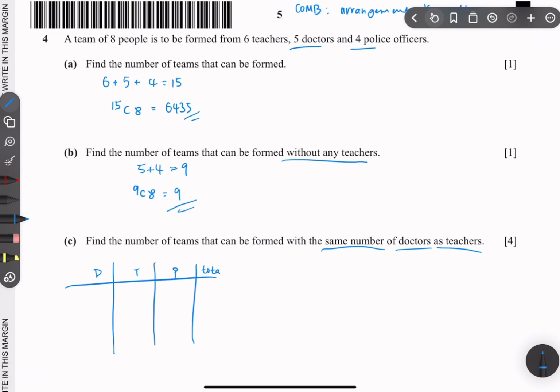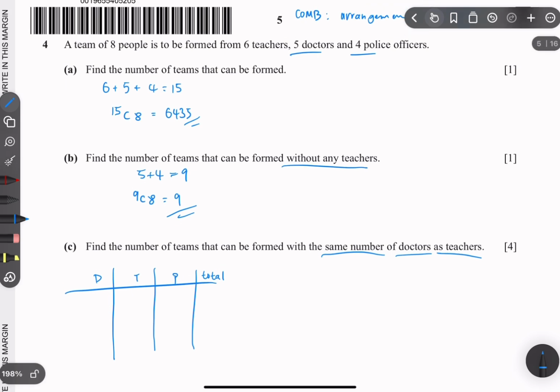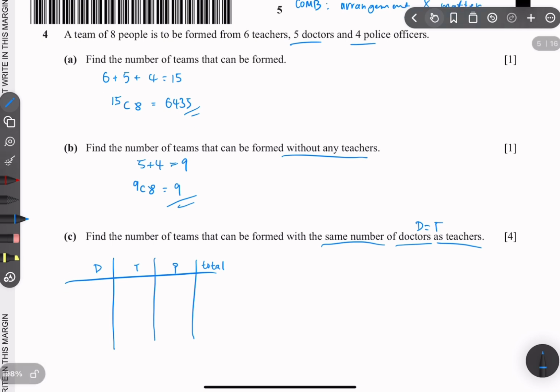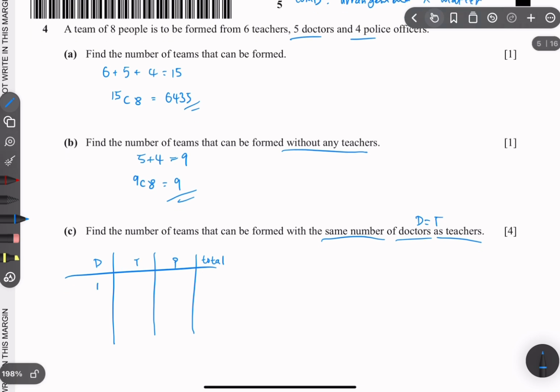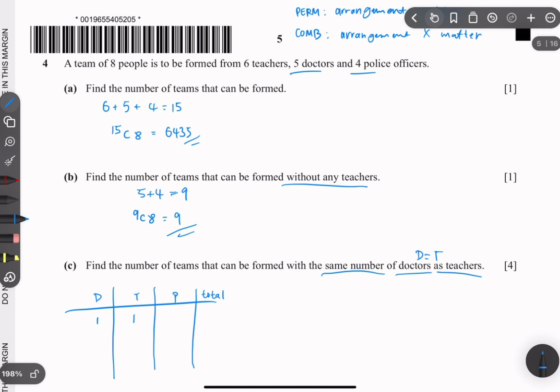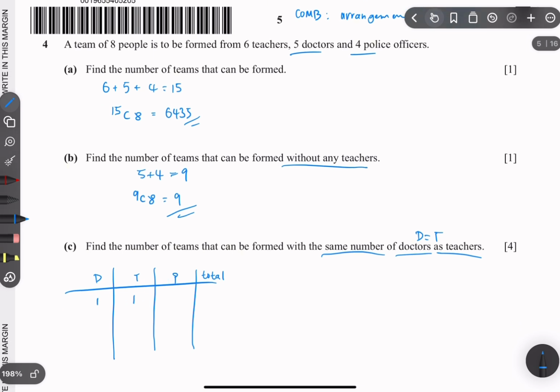And then we can have a total column. So we want the same number of doctors and teachers. We can start with 1, so 1 doctor and 1 teacher. Since the team must have 8 people, you need at least 6 police officers, but there's only 4 police officers, so this is not possible.